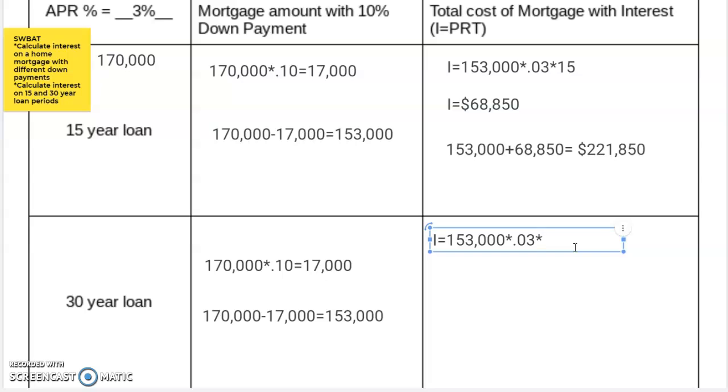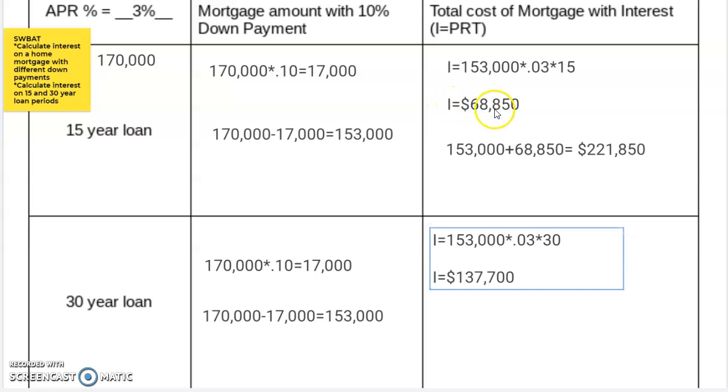This time our T is going to be equal to 30 years, for this 30-year loan. So we're going to plug in 30 for T instead of 15. Go ahead and calculate that out. For that one, we're going to get $137,700, and again, that's dollars. And that is just what you'll be paying in interest over your 30-year loan.